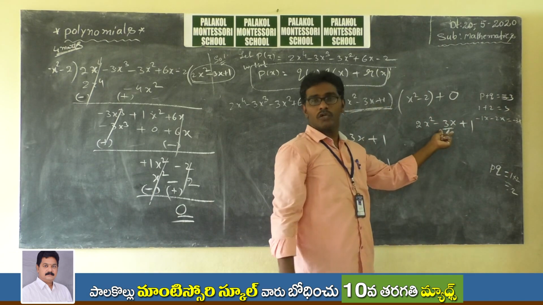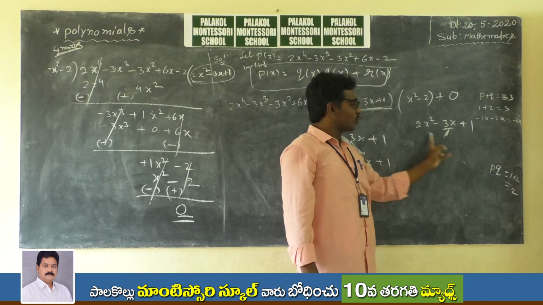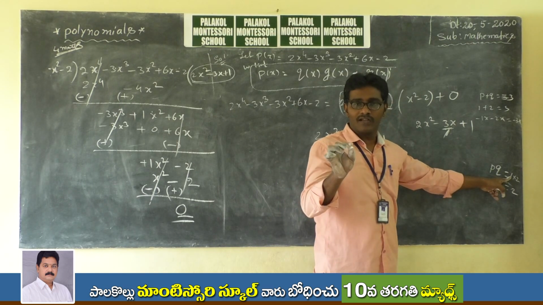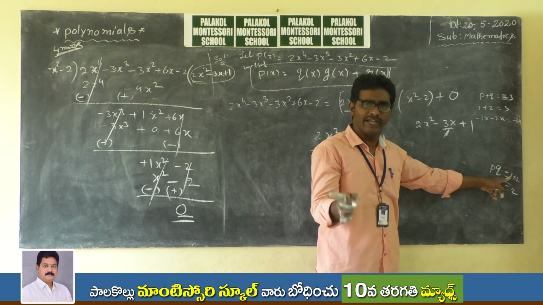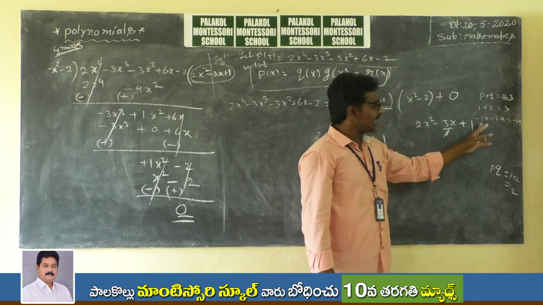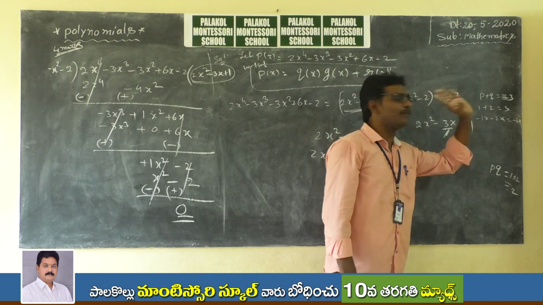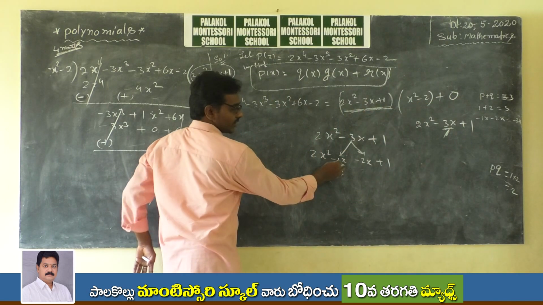P plus Q is equal to minus 3. PQ is equal to AC. That means 2 into 1. What are the factors of 2 into 1? 1 twos are 2, the factors are the same. 1 into 2, so 1 plus 2 you get 3. Minus 1, minus 2, minus 3. So minus 1x minus 2x you get minus 3. So that's right here.